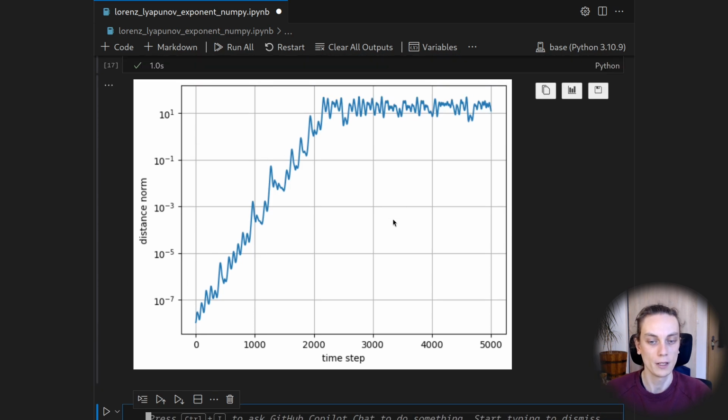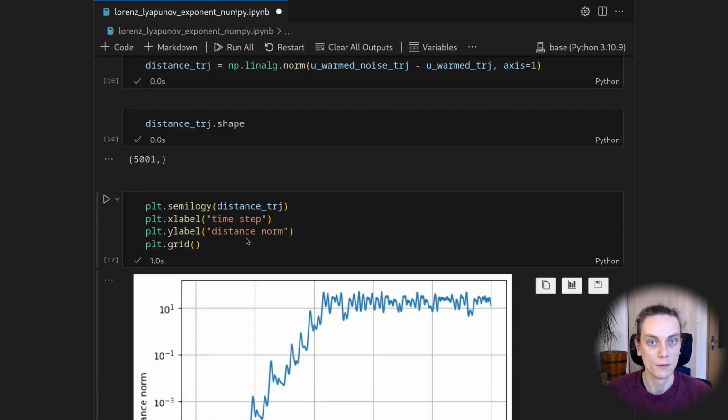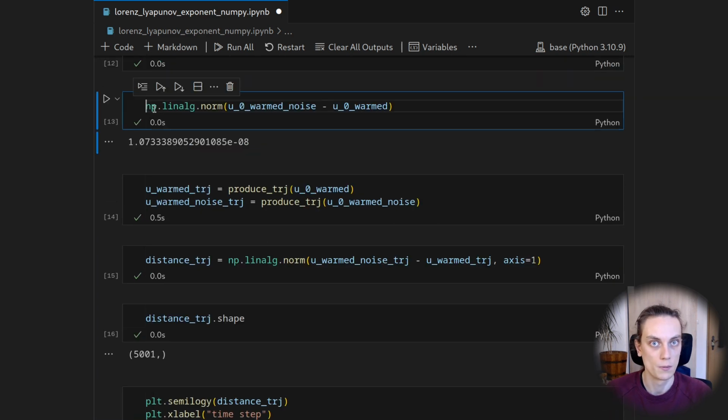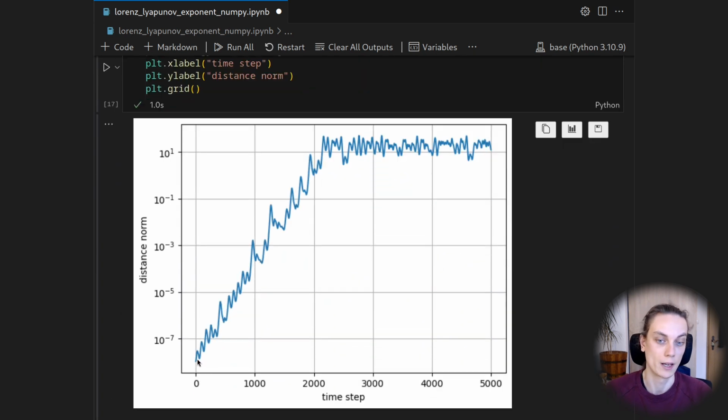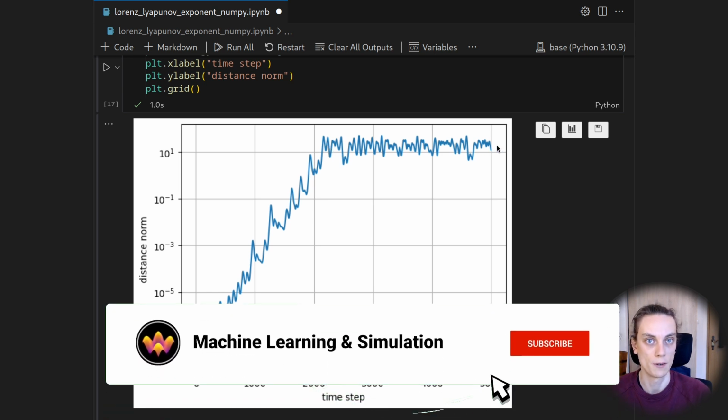And then we see the following. Here we see the distance trajectory over time, and we start at approximately 10 to the minus 8, which was the distance we also computed for the 2 initial states. If you exclude the oscillations, there is this linear trend. Since we are in a logarithmic-linear plot, that is an exponential trend up until a certain point, roughly after 2000 time steps, where it then levels off.